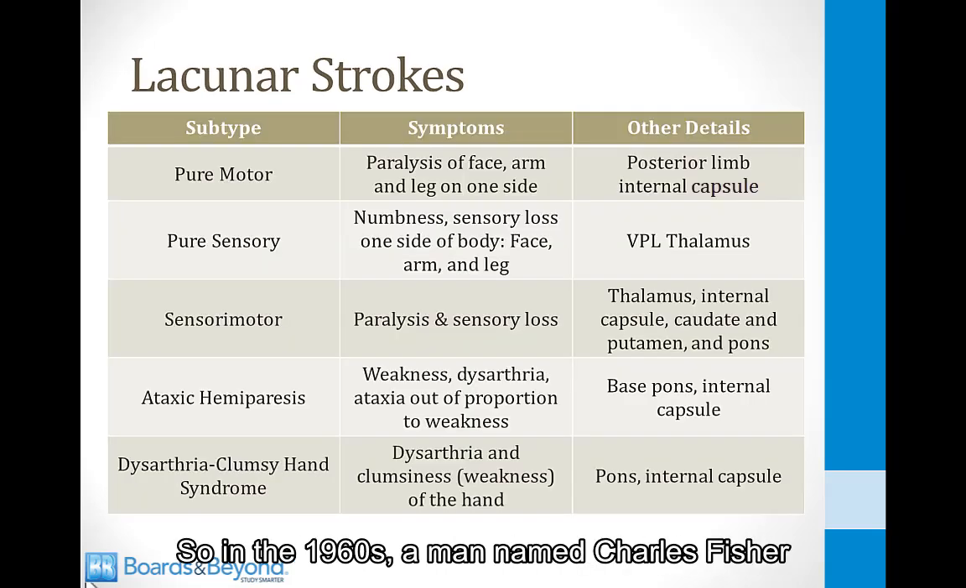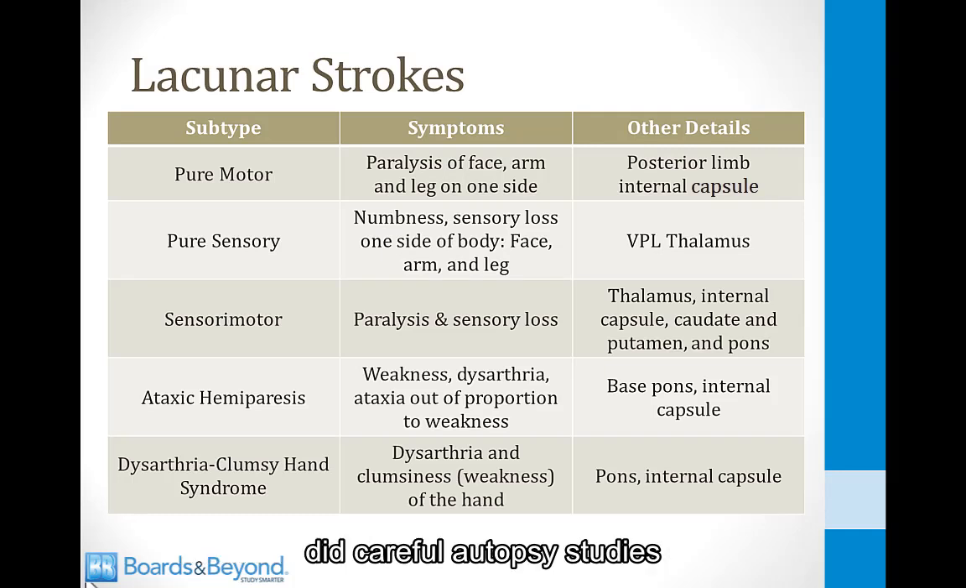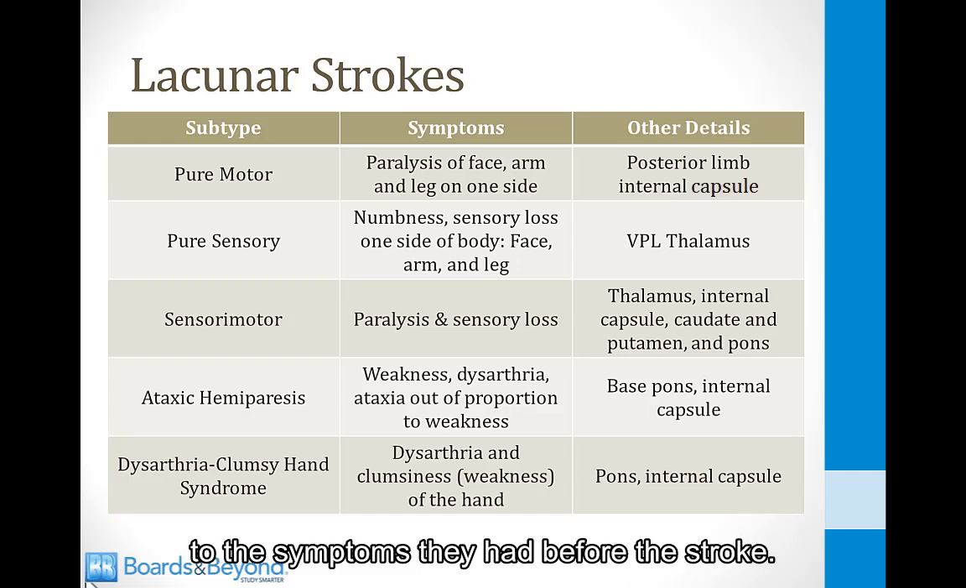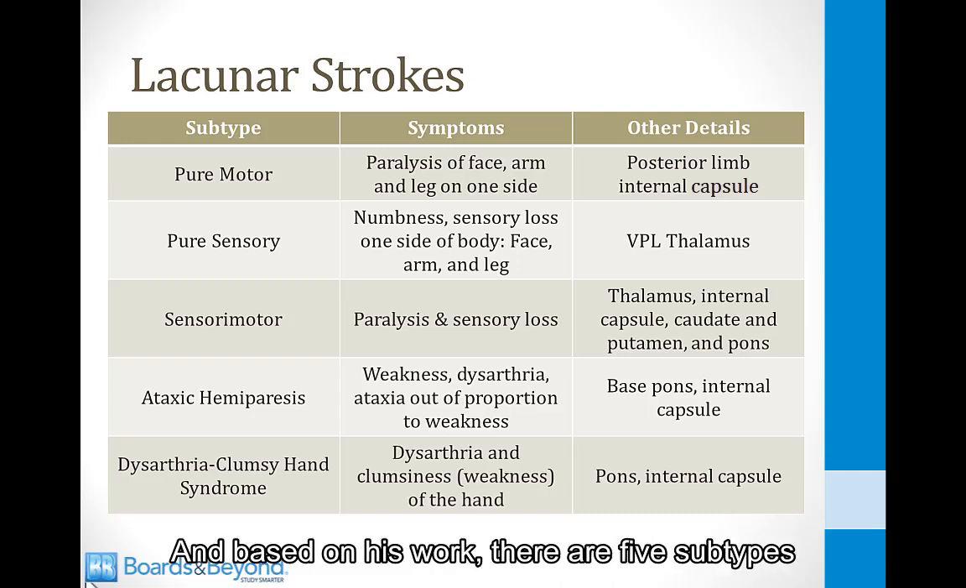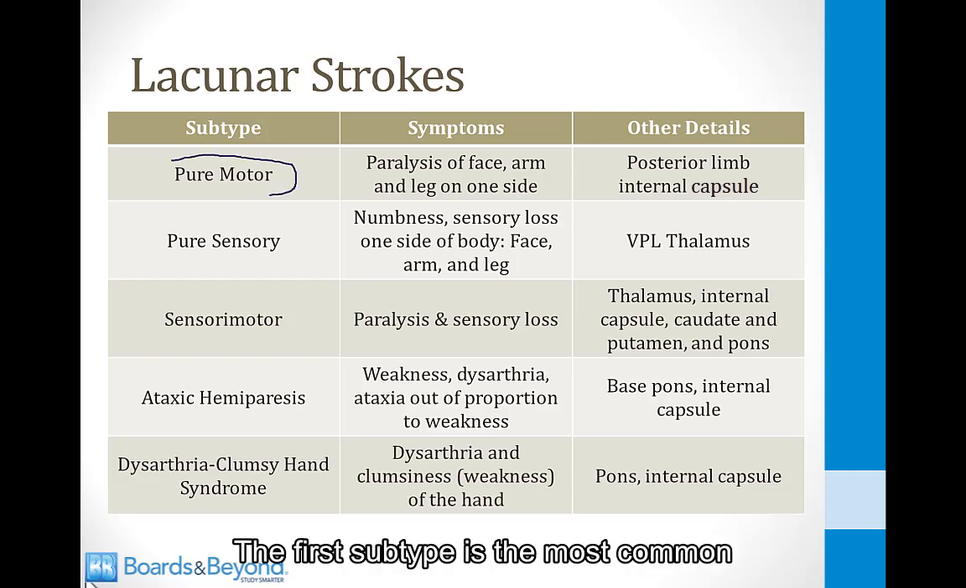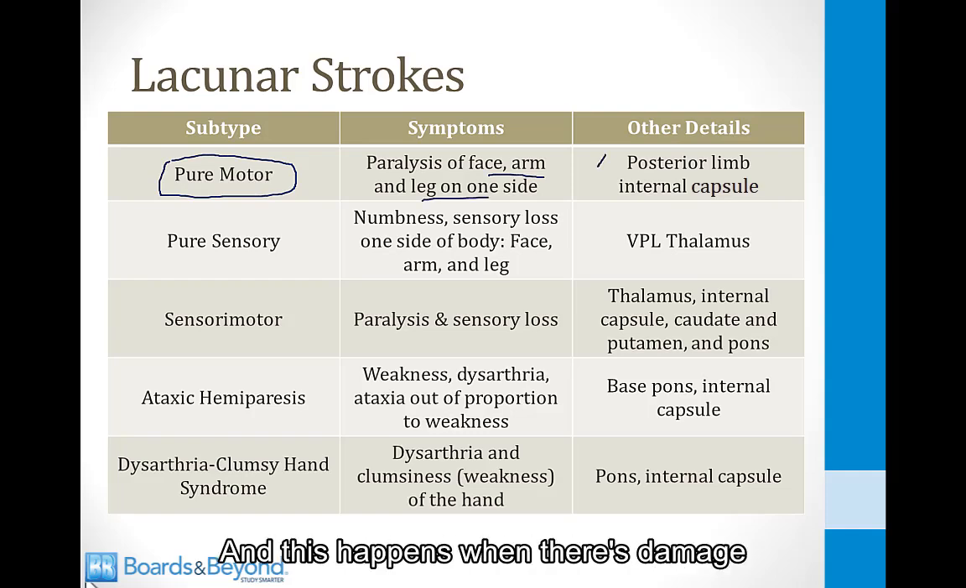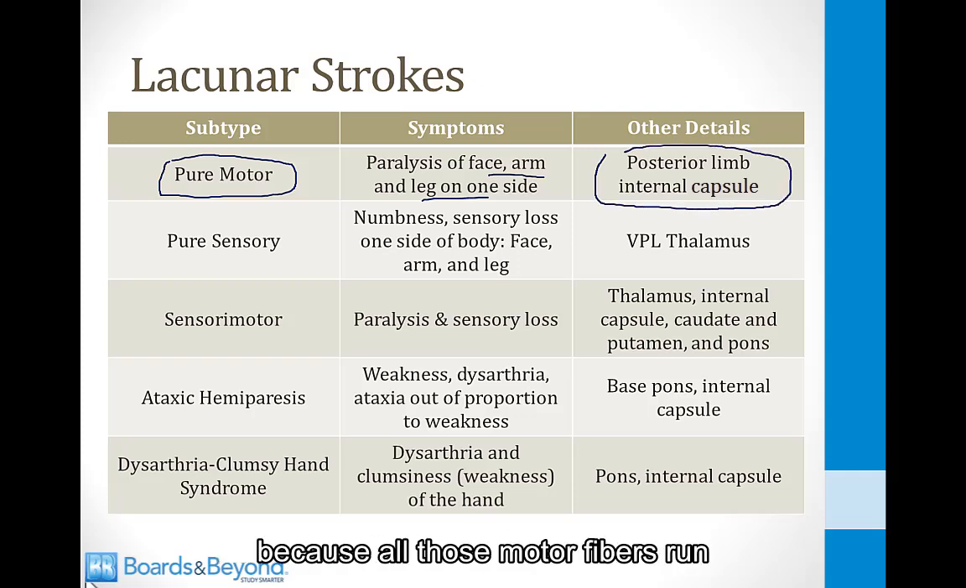In the 1960s, a man named Charles Fisher did careful autopsy studies of patients with lacunar strokes, and he correlated the location of the lacunae to the symptoms they had before the stroke. Based on his work, there are 5 subtypes of lacunar strokes that have been identified. The first subtype is the most common, and that's the pure motor stroke. These patients have a lacunar infarct with paralysis of the face, arm, and leg on one side of the body. This happens when there's damage to the internal capsule because all those motor fibers run through the internal capsule.